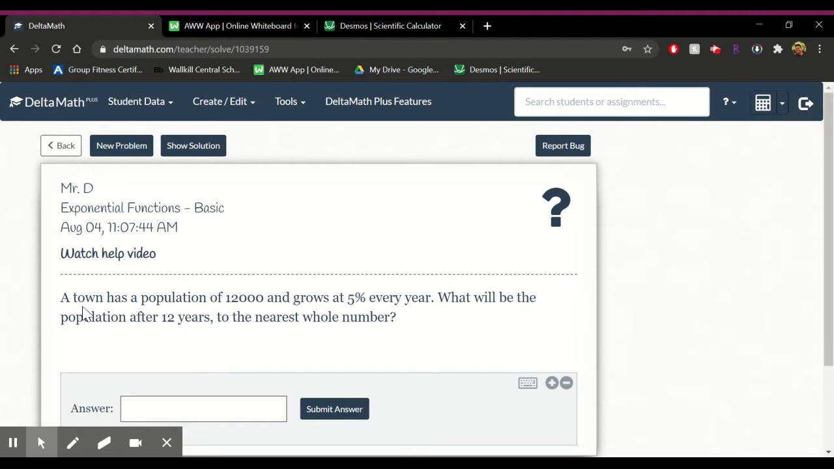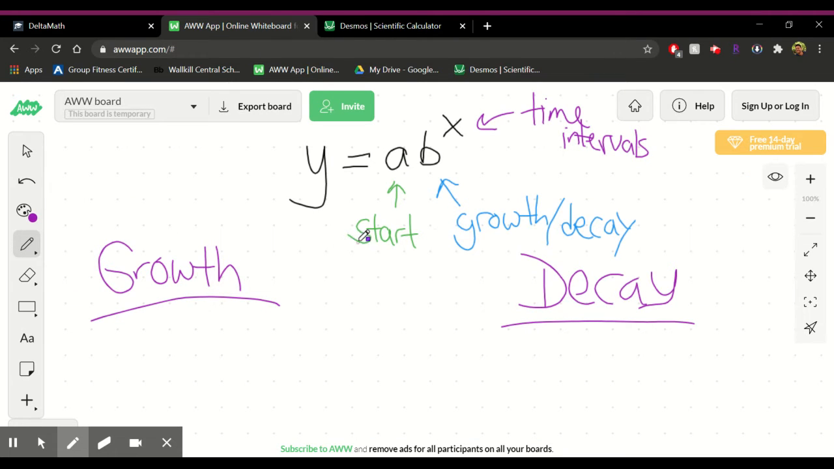So it says in the first problem, a town has a population of 12,000 and grows 5% every year. What will be the population after 12 years to the nearest whole number? Now, a couple things. Make sure your 5%, you got to convert that into a decimal, which is 0.05, right? That's 5%. And that is growing. So I'm going to show you how to plug these numbers in for your growth. This one's going to be growing.